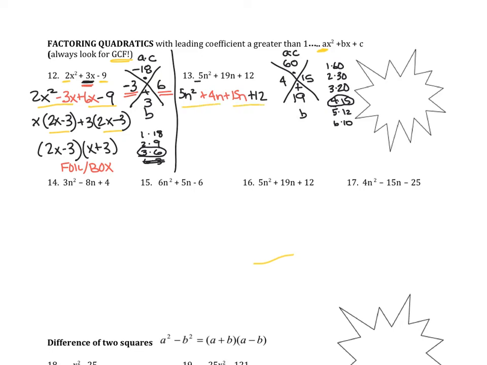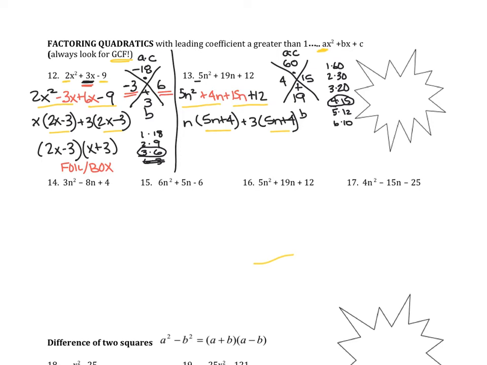So let's group the first two and the last two. When I group the first two, they both have an n in common. So I have n times 5n plus 4. When I look at 15n and 12, I have a 3 in common. Again, I have 3 times 5n plus 4. Your parentheses should be the same. If they're not, go back and double check your work.